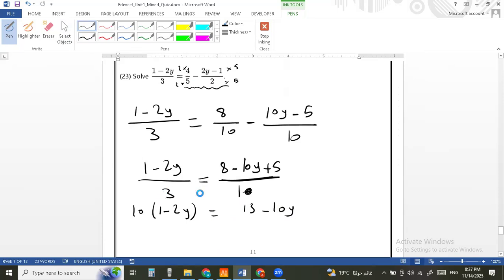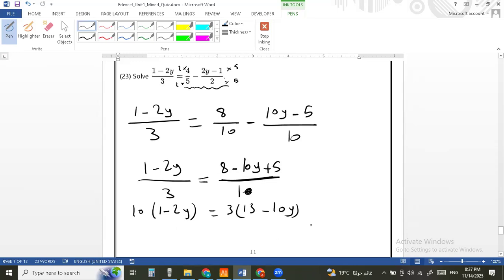We said we're going to multiply by 3. Yes, multiply by 3. All I did is make the denominators the same, 10 and 10, and subtract the numerators. I got 13 minus 10y. Now what am I supposed to do with the 3 and the 10? The 10 is division here, take it there as multiplication. Done. The 3 is division here, take it there as multiplication. Done.